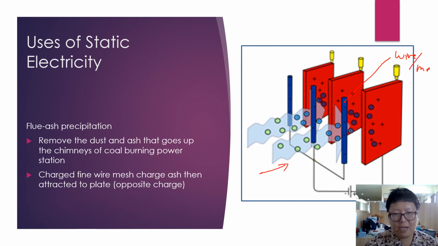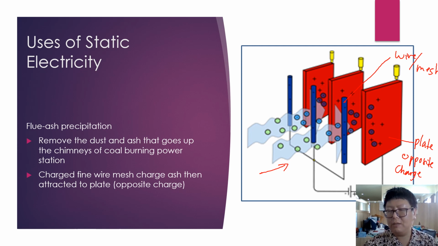The wire and the mesh will give a charge to the smoke particles. At first the particles are neutral, right? When they pass the wire or the mesh, they become charged objects. In this case, they become negatively charged smoke particles. Then they go to the next part, which is the plate. The plate also contains the opposite charge, and the opposite charge will attract the dust particles.